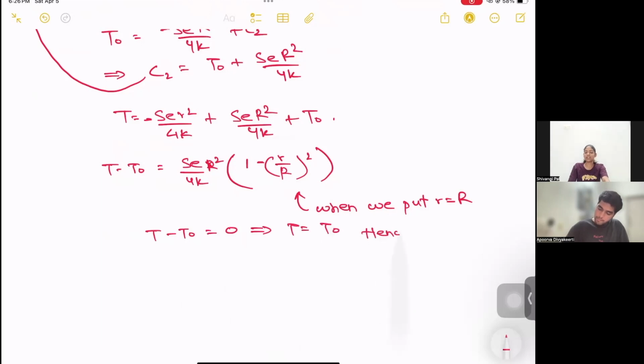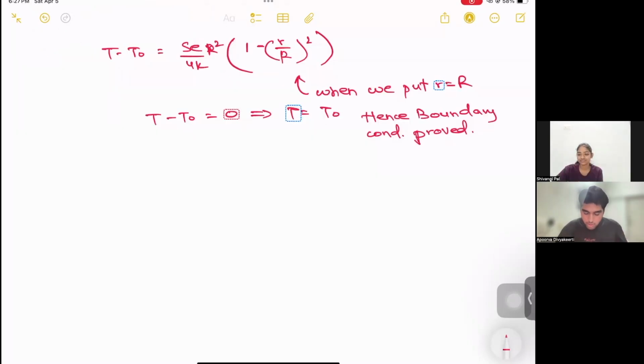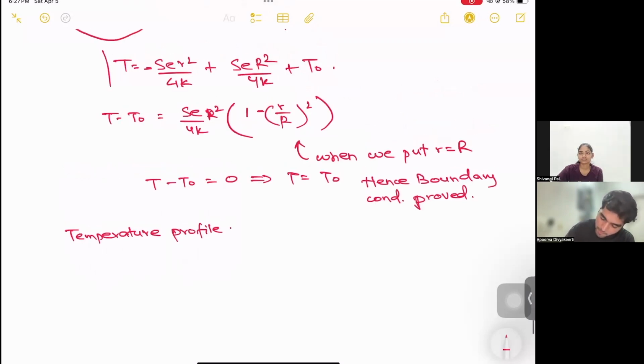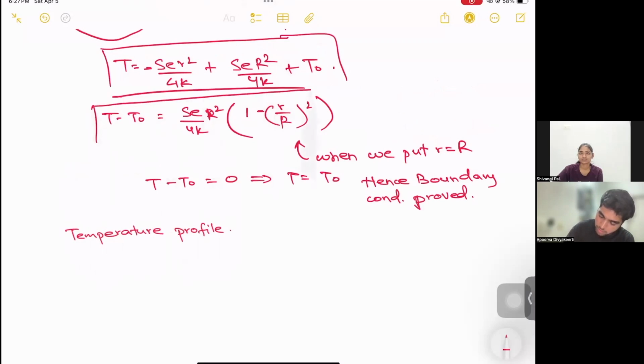So now we have got a temperature profile. Now we will be looking at some other terminologies like maximum temperature rise and average temperature rise. All these equations we will be looking at. So now we have got two equations, that is, the two profiles that we were asked in the question. That is the temperature profile that we got from here.